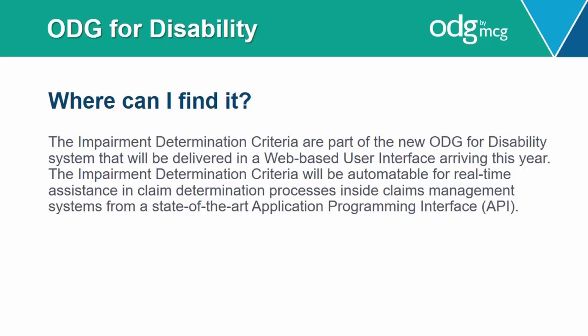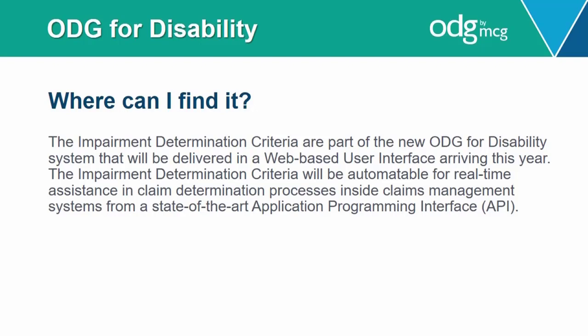So where can you find it? The impairment determination criteria are part of the new ODG for Disability system that will be delivered in a web-based user interface. Arriving later this year, the IDC will be automatable for real-time assistance in claim determination processes inside your claims management systems from a state-of-the-art application programming interface, or API. ODG for Disability and the impairment determination criteria are designed to help clinicians and disability claim handlers holistically approach your initial and ongoing claim determinations.